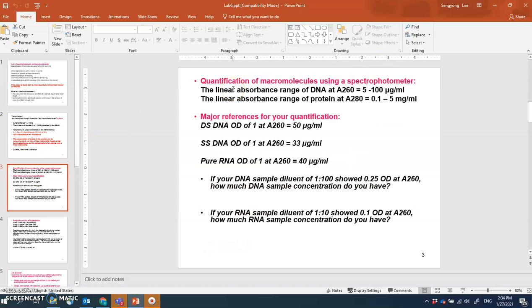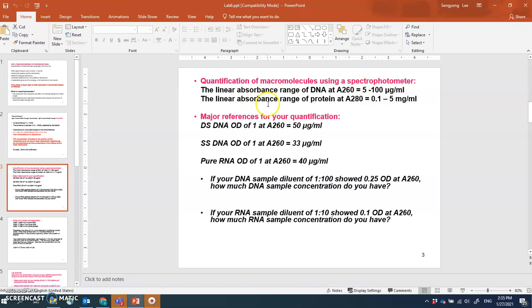Now, quantification of macromolecules like protein, DNA, and RNA using a spectrophotometer. For the linear absorbance range of DNA, if you use UV light at the 260 nanometer range, the relationship between the absorbance and the concentration of the DNA is linear only if your DNA concentration is between 5 and 100 micrograms per milliliter. If it's above that, then the relationship will change. So it's only possible to do the reading within that range.